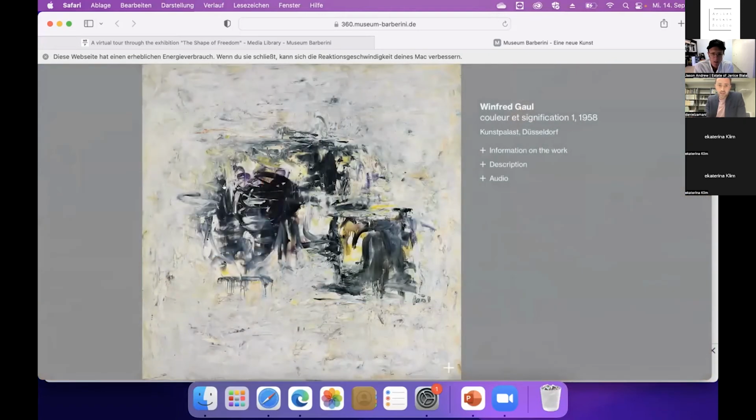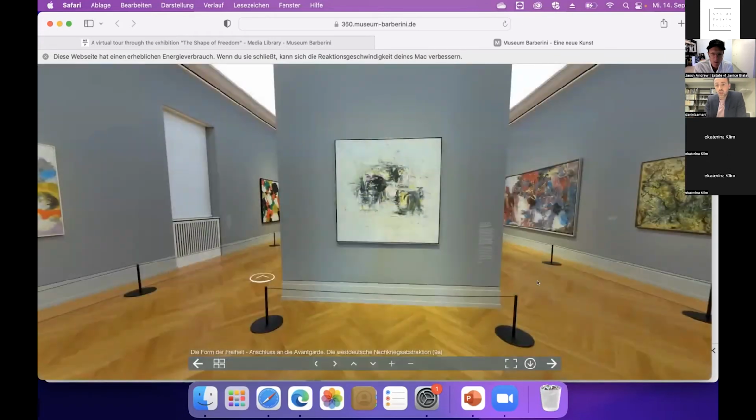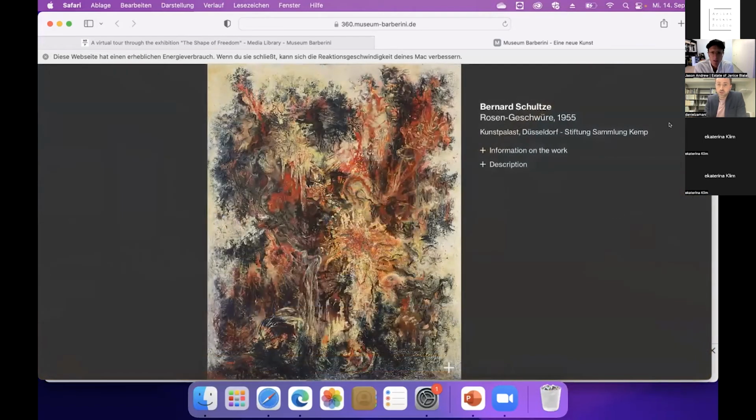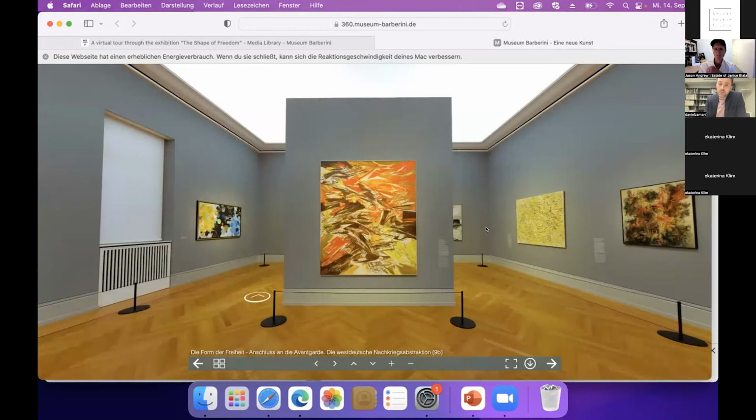Winfried Gaul here with a painting that always reminds me of the work of Joan Mitchell, Couleur Signification, or works by his colleague Bernard Schulze. They were artists who essentially spent their youth on the Eastern Front fighting for a regime that they personally didn't subscribe to, and who often started painting as a kind of way to come through trauma.